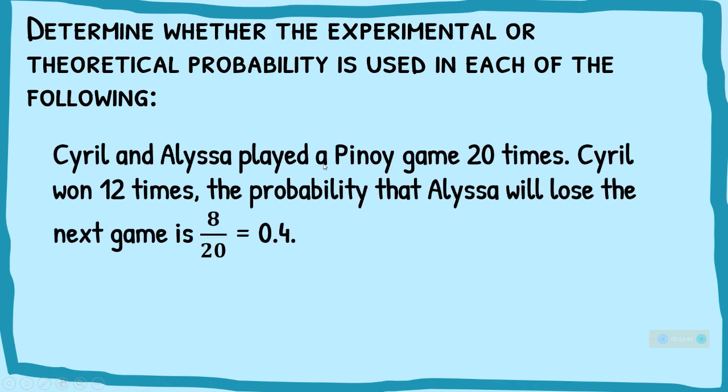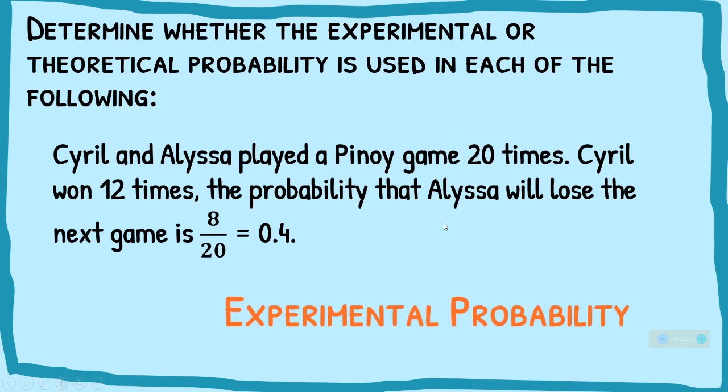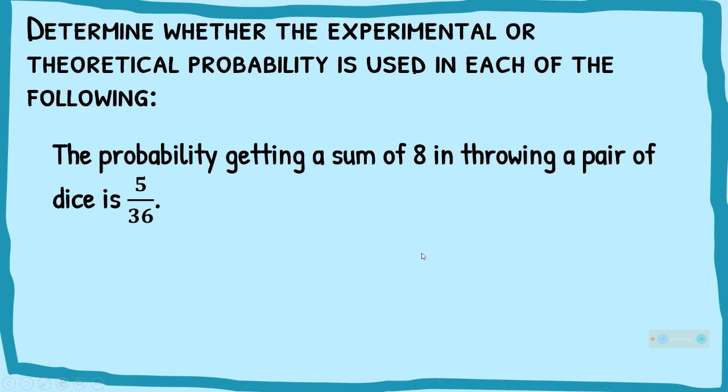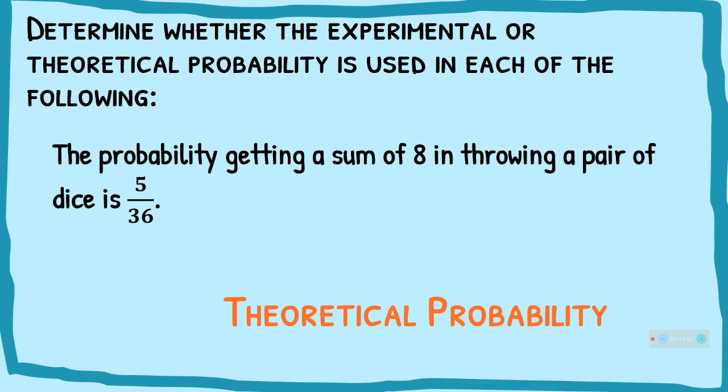Number 1, Cyril and Alisa played the Pinoy game 20 times. Cyril won 12 times. The probability that Alisa will lose the next game is 8 out of 20 or 0.4. What kind of probability is this? Correct. We have experimental because they have played the said game. Next, the probability of getting a sum of 8 in throwing a pair of dice is 5 out of 36. What kind of probability is this? We have theoretical. Even without playing the game or throwing the dice, you can have the result.